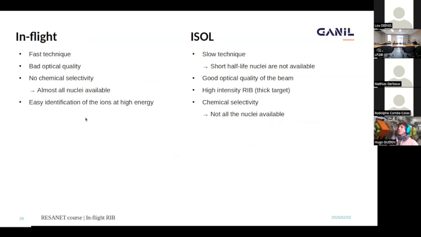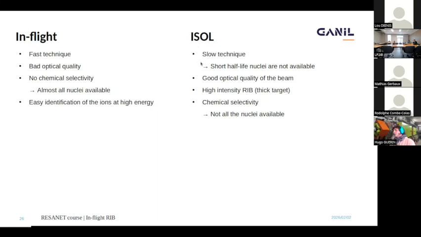I will make a comparison between the in-flight and ISOL methods, and then I will give you an example with the LISE spectrometer. For the in-flight method, this is a fast technique with, in fact, bad optical quality, meaning you have beams with high emittance. Since we have no chemical selectivity, we have almost all nuclei available, and easy identification of the ions at high energy, because I mainly focus on the fragmentation method.